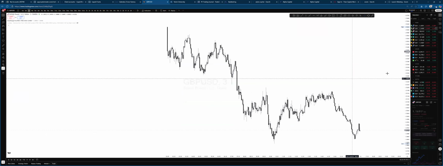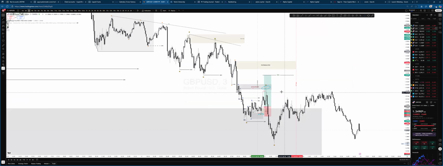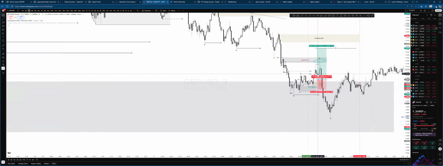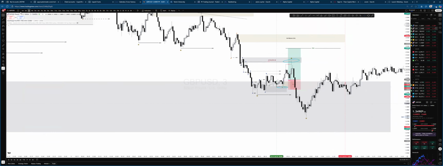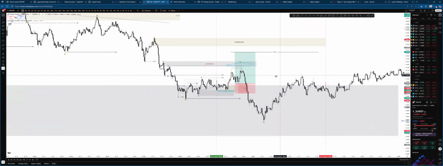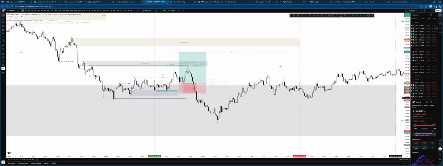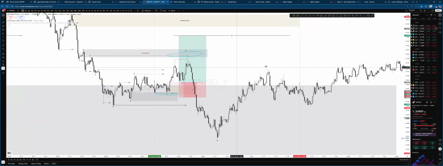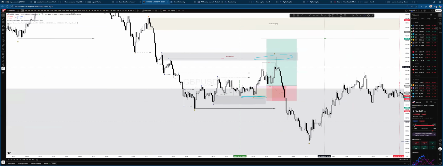So I'll go to the GU for those of you who do focus on GU. This was a trade that I lost on GU as well. This was yesterday. I'm going to show you some of the errors that I make. It's not really errors, but price just not going with my overall direction. And this is another trade setup that I like as well.